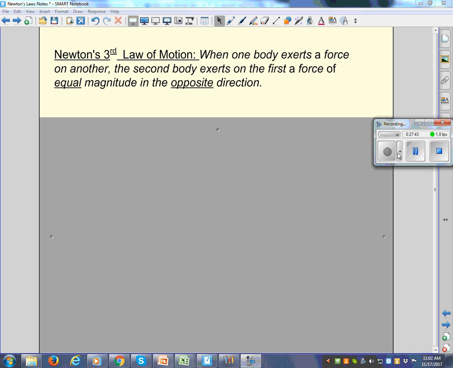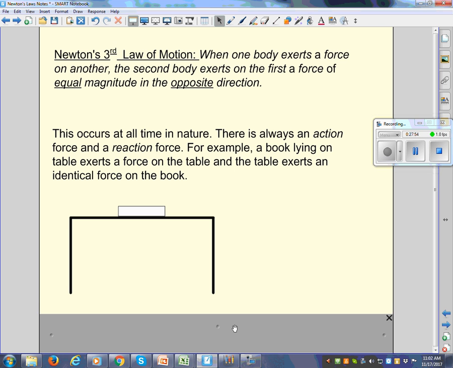Okay, so let me explain this a little bit here. When one body exerts a force on another, the second body exerts on the first a force of equal magnitude in the opposite direction. So in other words, and you probably don't need to write this down all the time, this is more or less just for me as a reminder of what to say. Occurs all the time in nature. There's always an action-reaction. You probably learned this as, for every action force, there's an equal and opposite reaction force, right? You probably learned that in grade 6 or something. For example, a book, I have lots of books lying around. Lying on a table exerts a force on the table, and the table exerts an identical force on the book.